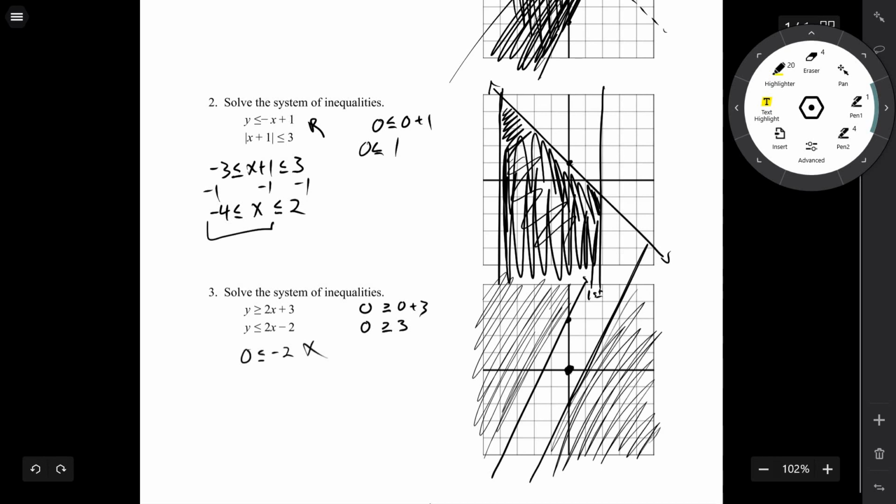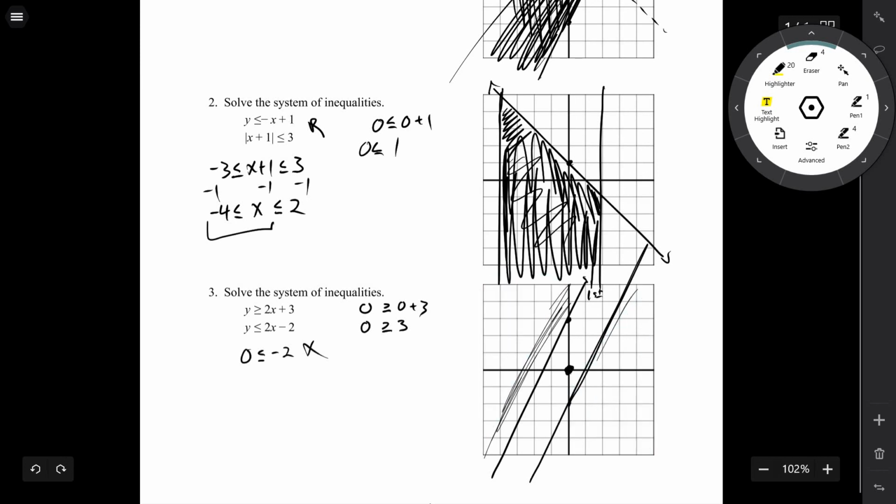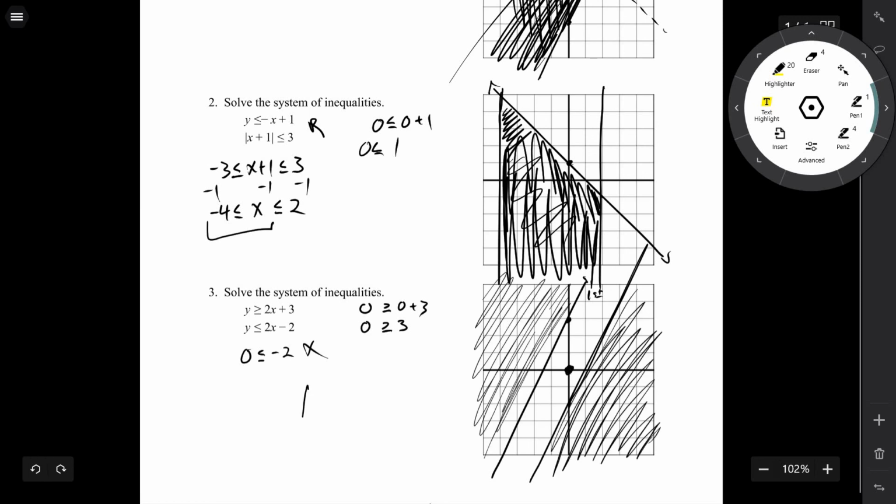What we can see here is because these lines are never going to intersect, there is no shared shaded section. So for this one, there is no solution.